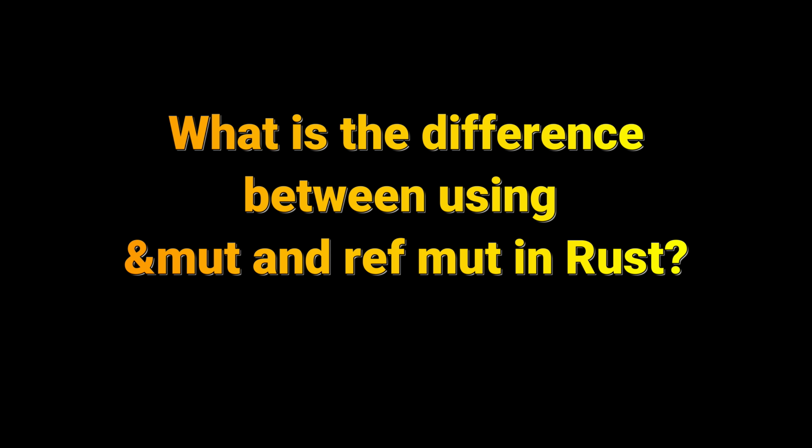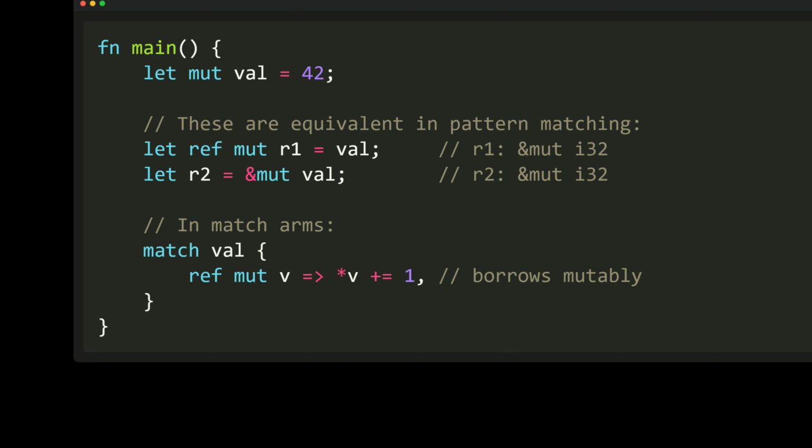Question: what is the difference between using &mut and ref mut in Rust? &mut and ref mut do the same thing, but in different places. &mut is used to create a mutable reference to a value. ref mut is used in patterns, like when you are destructuring or matching, to bind a value as a mutable reference. They both give you a mutable reference that lets you change the original value.